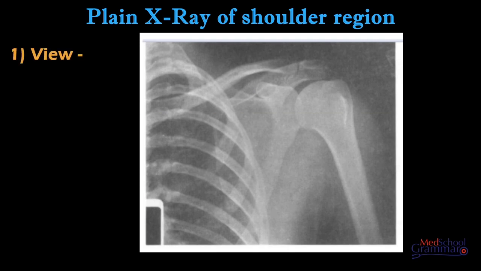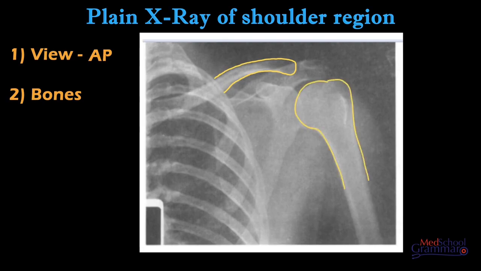The first step is to identify the view. Remember, if you get this view of the shoulder region, it is almost always an AP view. Now let's identify the bones. This that you can see is the clavicle, more specifically the lateral part of the clavicle.